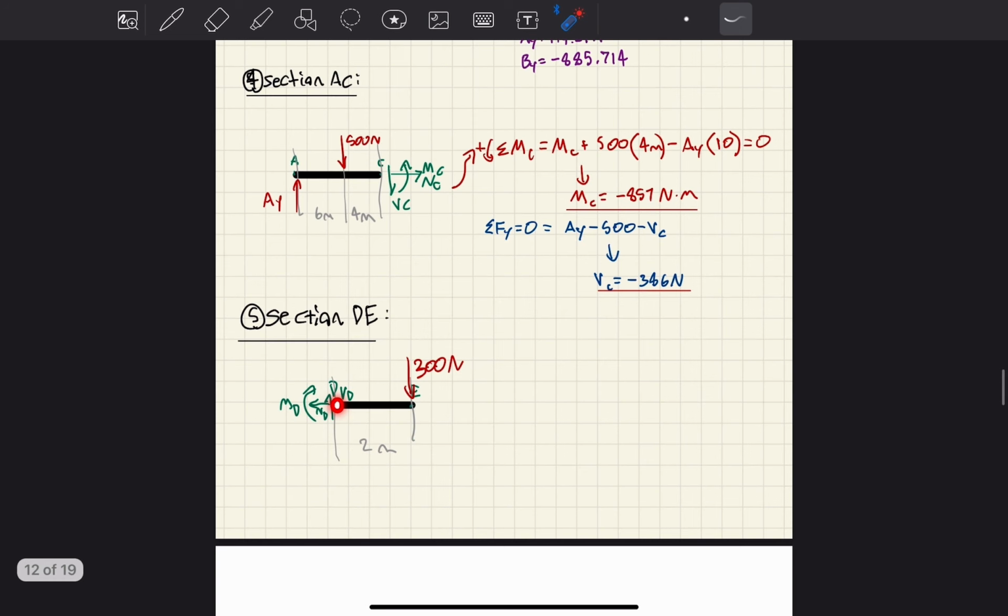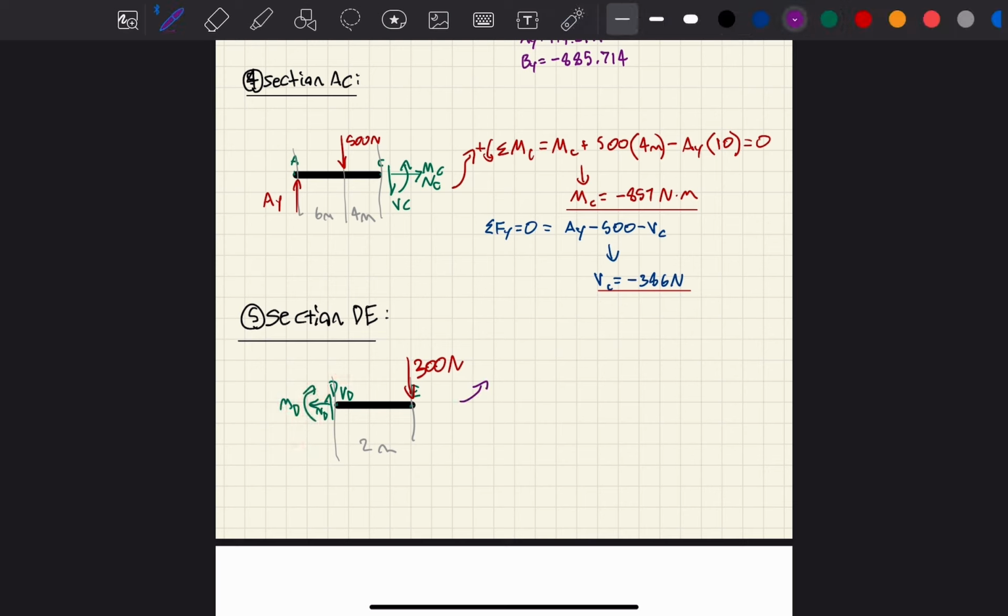If we take a moment about point D, we're going to have this force, and we're going to have this moment that we said occurs at point D. You might ask, why do we just add it? This is a moment. It's not a force. You might say, oh, but it's acting at point D. I know, but it's a moment. It's not a force. That's something very important, so you don't get confused.